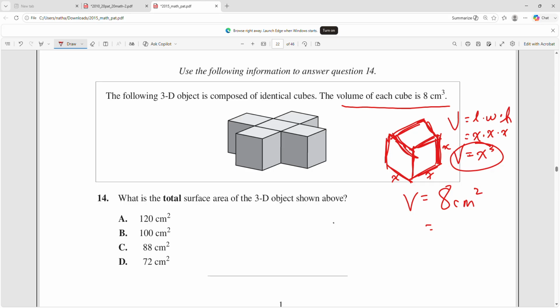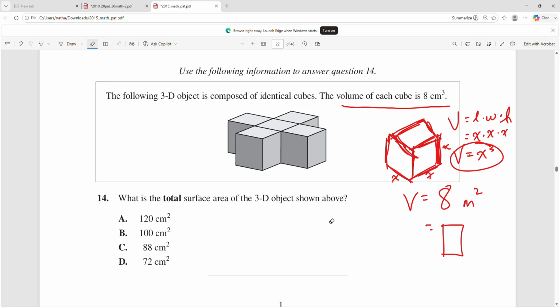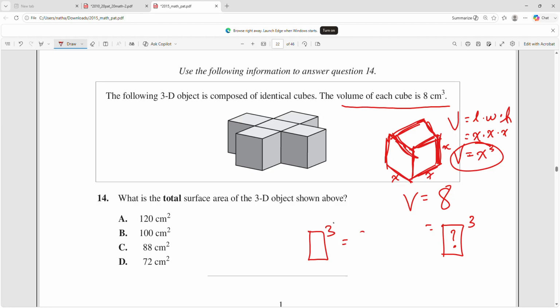So can you think of some number, let's just get rid of these centimeters cubed for now. Some number to the power of 3 equals 8. Let's think about it that way. If I say something to the power of 3 is equal to 8, what is that something? It's 2, right? 2 cubed. So 2 times 2 times 2. 2 times 2 is 4. 4 times 2 is 8. So we know that the dimensions of this cube here are 2 wide and 2 high. 2 by 2 by 2.